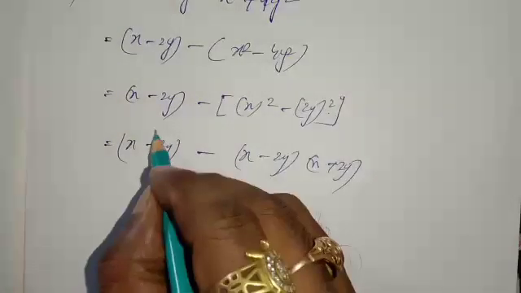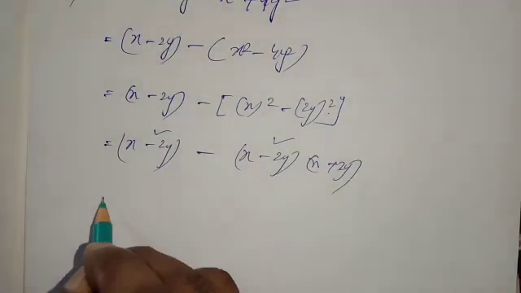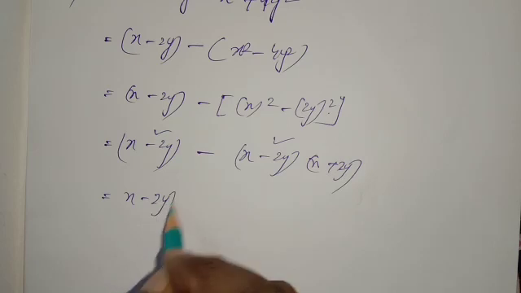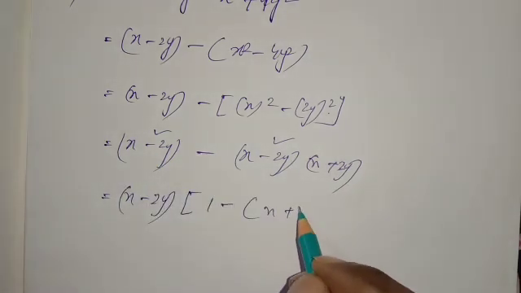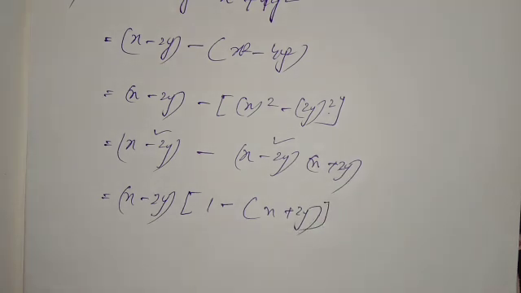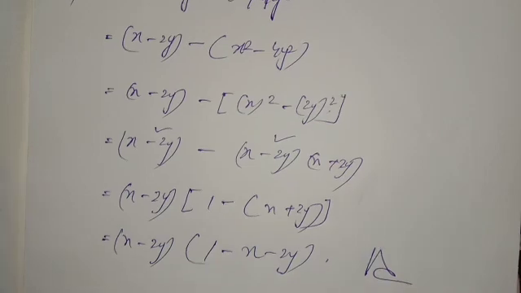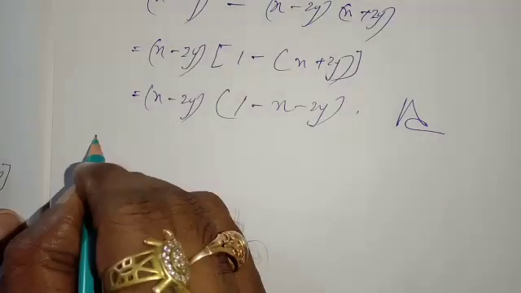From here you can take x minus 2y common, as it is common. x minus 2y taken common. What is left? 1 left here minus x plus 2y. Now x minus 2y, this is outside. If I open this bracket, this will be 1 minus x and this will be minus 2y. This is the answer of number 8 first part. Now come to the second part.